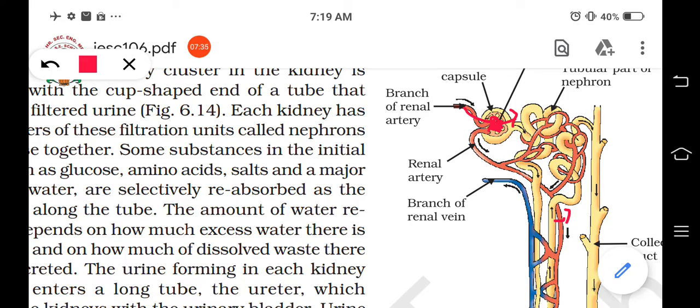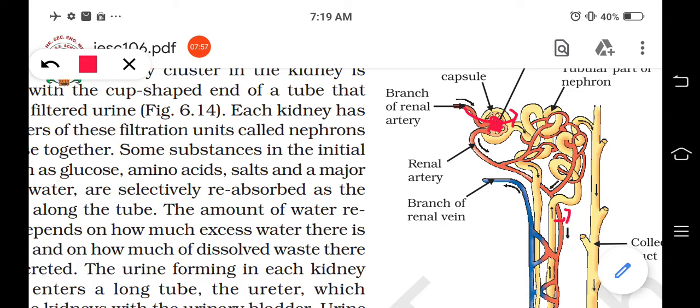So this is the second process. The first process is what? Ultrafiltration. Where does it take place? In the Bowman's capsule, isn't it? When blood passes through the glomerulus, the useful components are retained and waste materials are getting filtered. Okay, so this is known as ultrafiltration. After ultrafiltration, what happened?